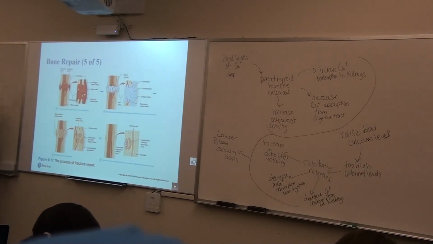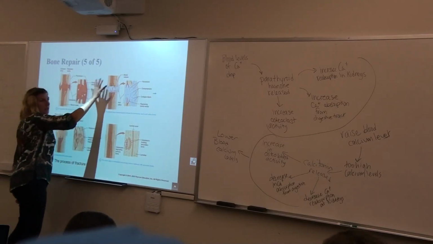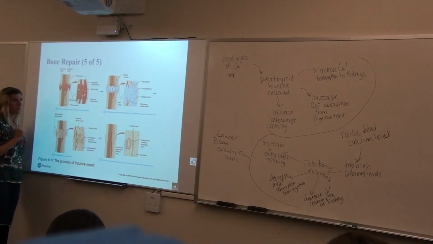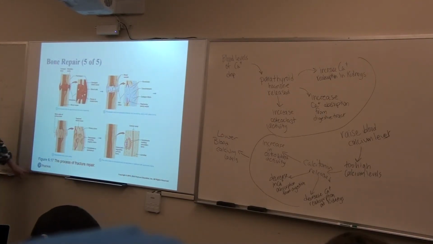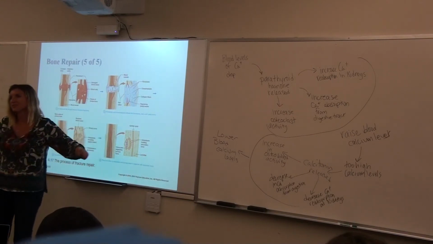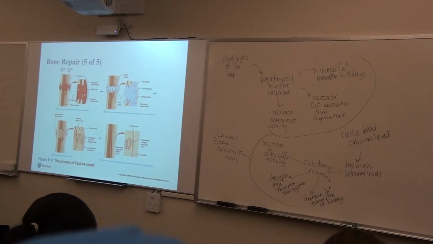So this is the whole thing in picture form, right? Hematoma, big old blood clot. Chondroblasts lay down a nice chondrocyte callus. Then we have a bony callus, and then remodeling. Remodeling is the very last step. That's going to continue to occur to rebuild and reshape the bone so that it gets back to as close to its original shape as it can.